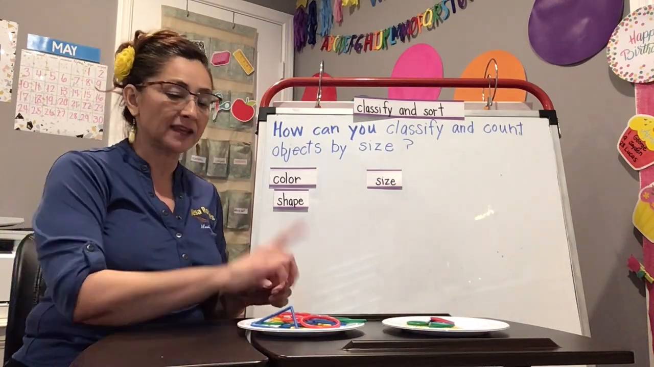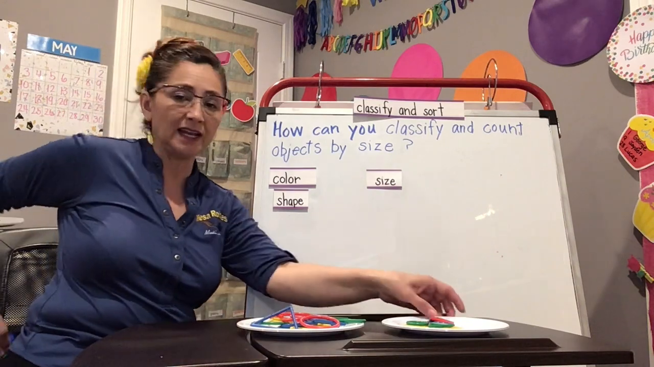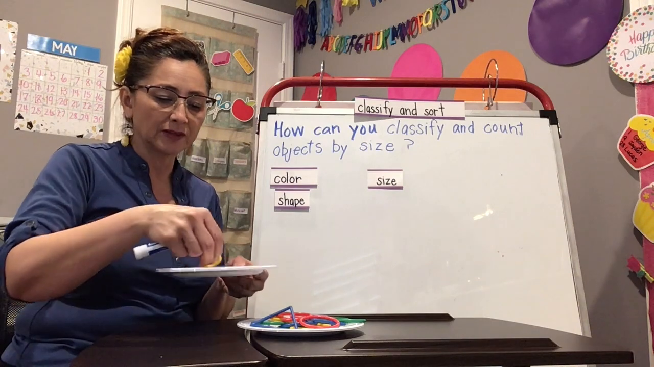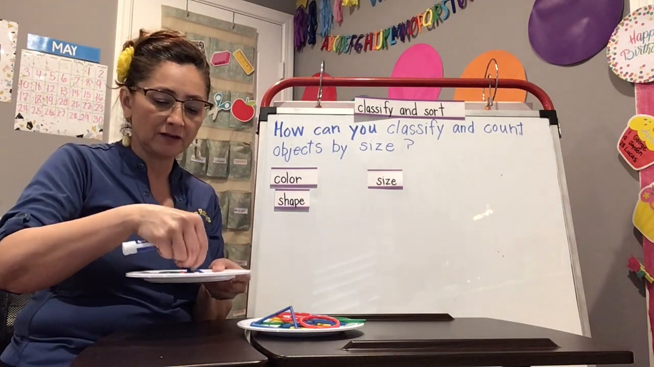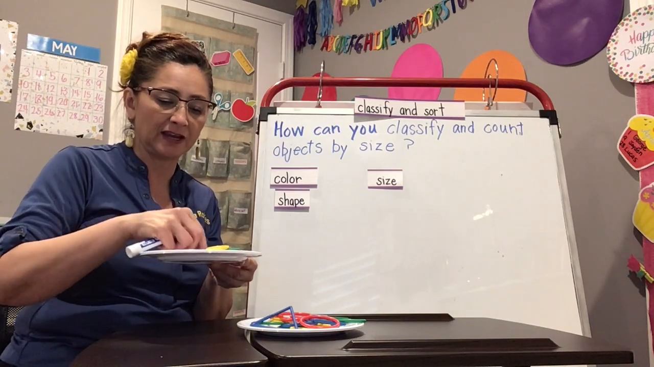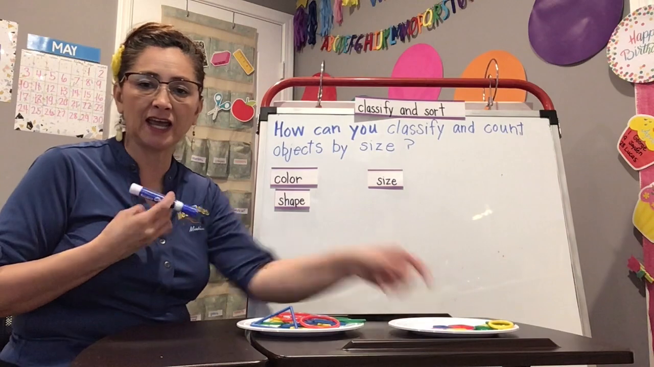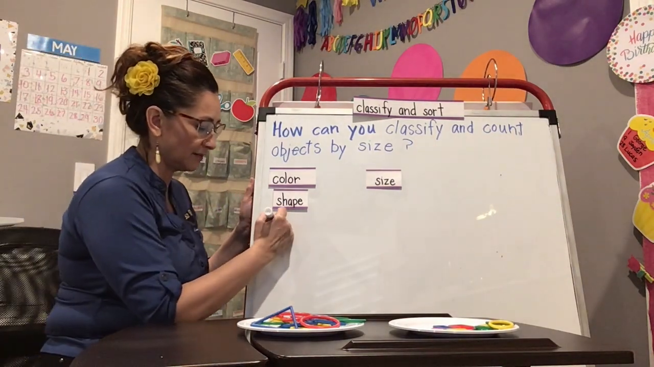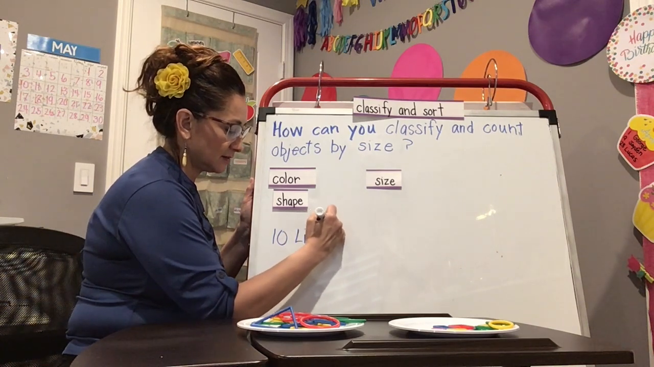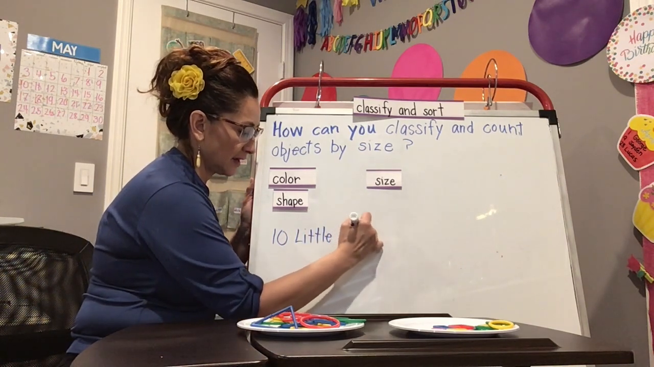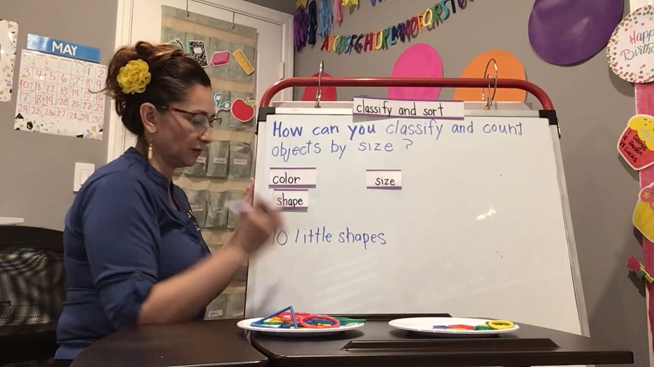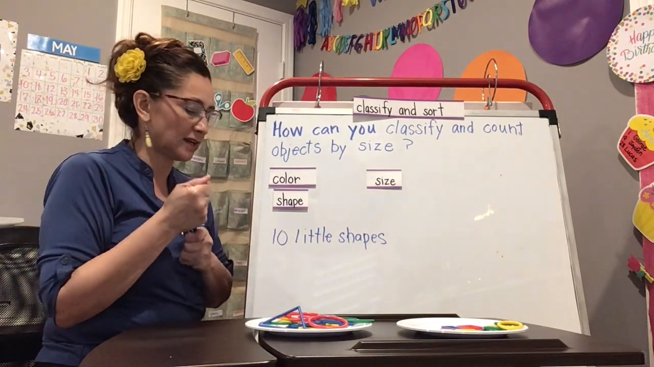So now I can count to find out how many little shapes I had and how many big shapes I had. So let's count. 1, 2, 3, 4, 5, 6, 7, 8, 9, 10. I have 10 little shapes. So here I have 10 little shapes. Okay? 10 little shapes. Okay, I don't need to put a capital there. It could be lowercase.